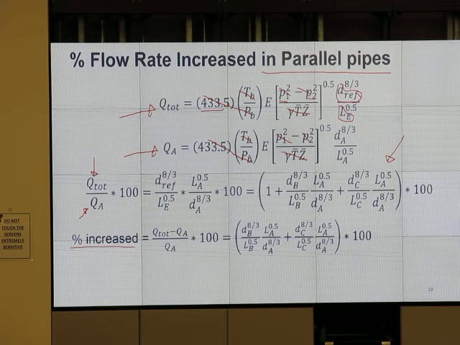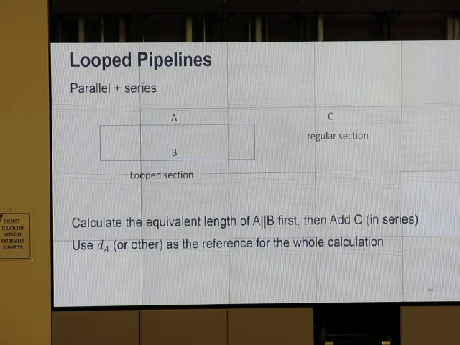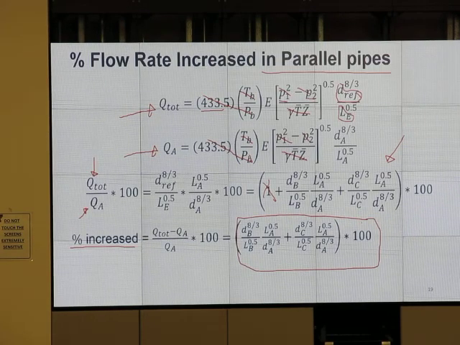Increased percent is Q total over QA minus QA over QA, or minus 1. So that term is gone. Multiplied by 100. And I can substitute the value in and I will know how much more flow rate increase, for example. Good? So this means if we have the same pressure drop or the same driving force, how much more gas can we transfer if we add one more line in parallel?